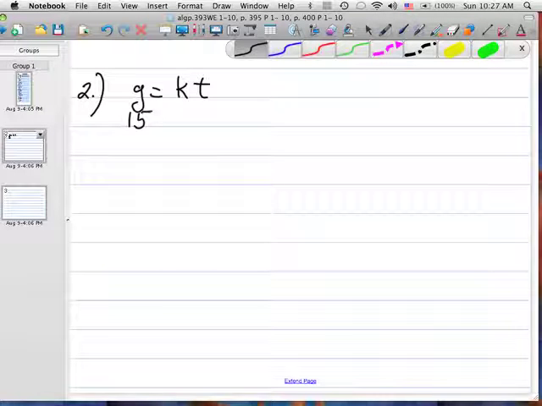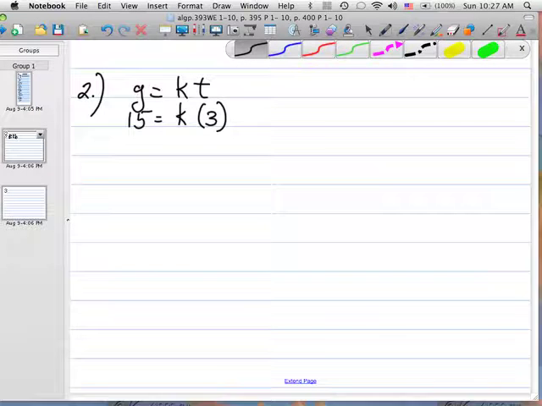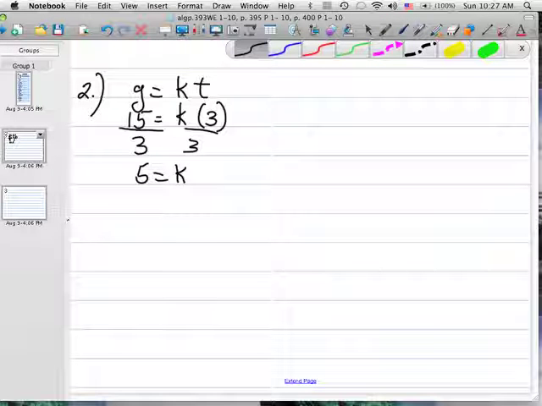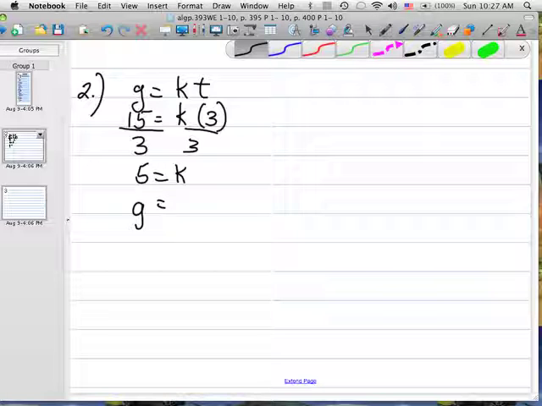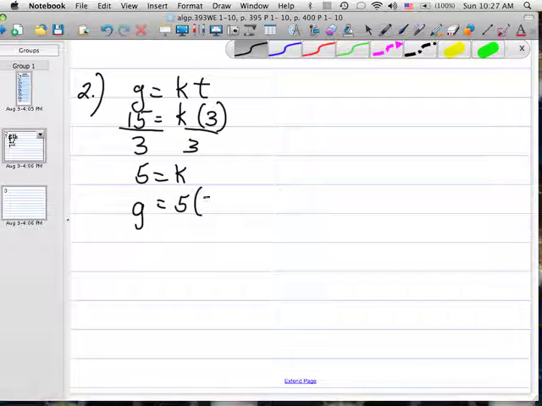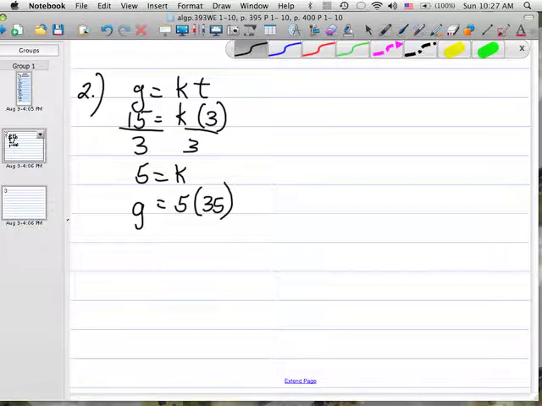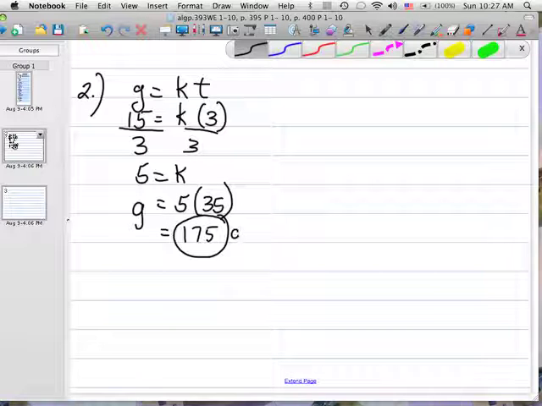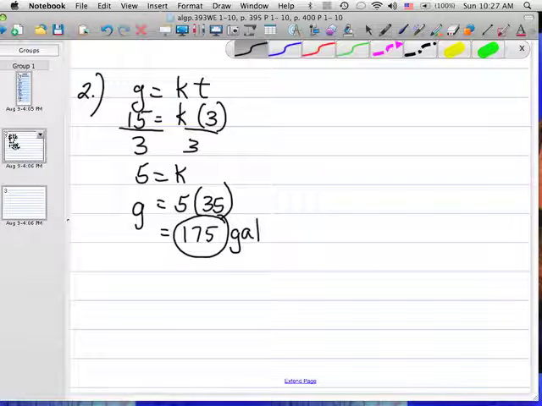So we used 15 gallons and the time was 3. So if we divide both sides by 3, 5 equals your constant of proportionality. So how much gasoline, G, will be used by a car on a 35-hour trip? We know K is 5, so we put 35 for the time. And 5 times 35 is 175. So we use 175 gallons.